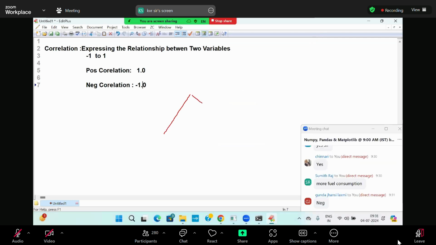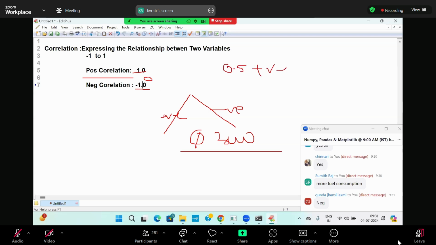Sometimes what is happening? It is going up and immediately dropping. There is positive as well as negative. If both of them are equal, that is called zero correlation. Both of them are the same. It is a zero correlation. So correlation is always either 1.0 or what? Some people will express it as 0.5 positive and minus 0.5 negative also.